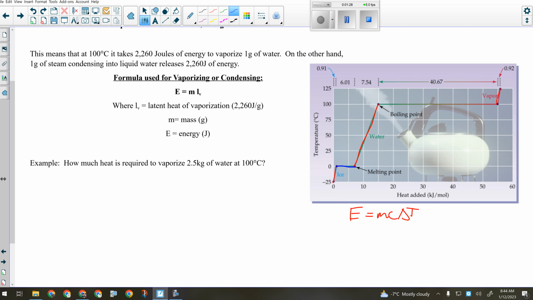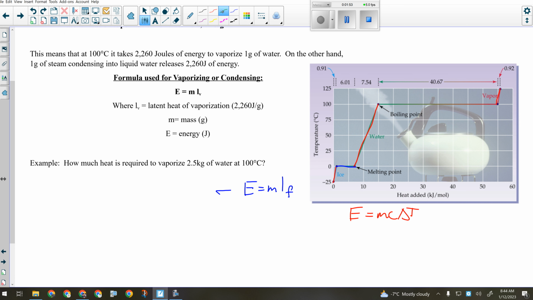the amount of energy would be calculated using E equals m times LF, where m is still the mass in grams, and LF is the latent heat of fusion. For water, which is the only substance we're going to do, that number is 333 joules per gram. We talked about how the snowball makes your hands cold.